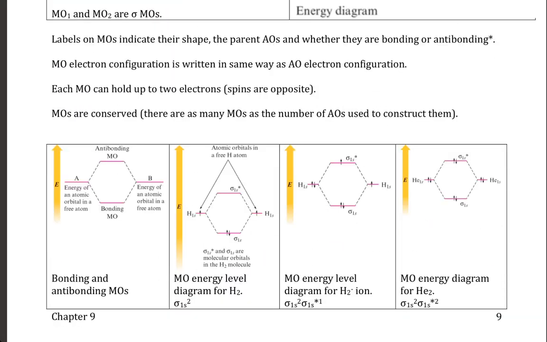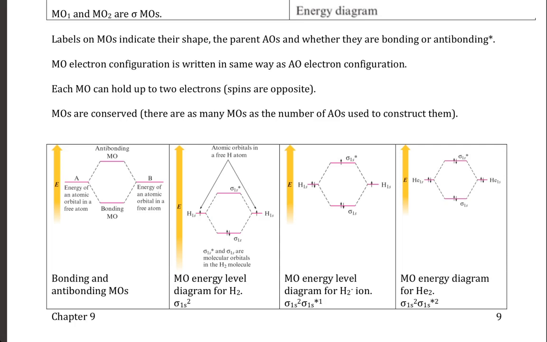So now we're going to get into more details of the MOs. Labels on the MOs indicate their shape, the parent atomic orbitals they came from, and whether they are bonding or anti-bonding. If an anti-bonding MO, we put an asterisk on it. MO electron configuration is written in the same way as the atomic orbital electron configuration we learned about in chapter 7.